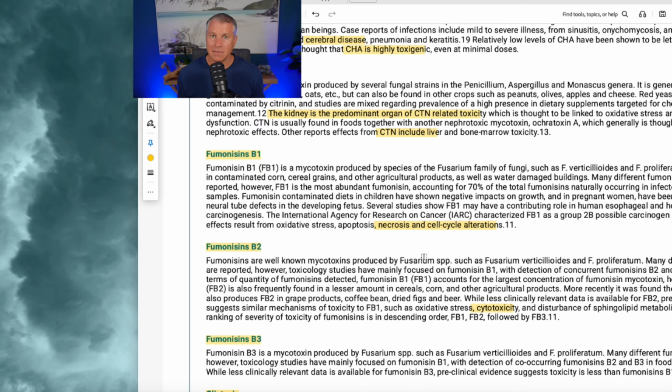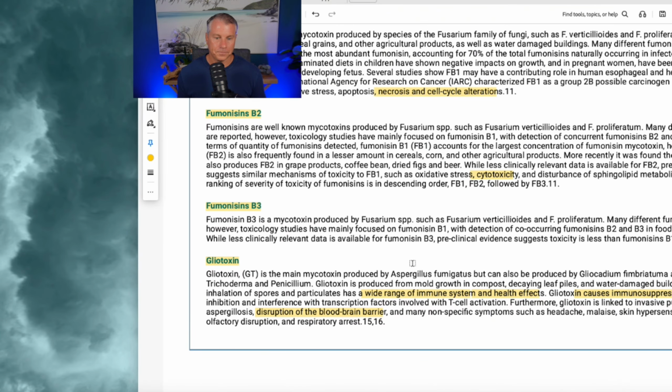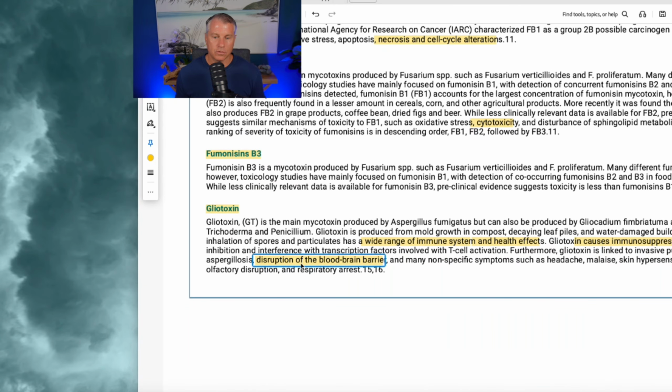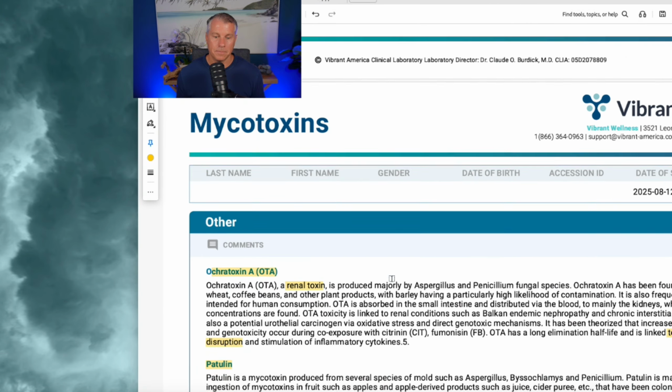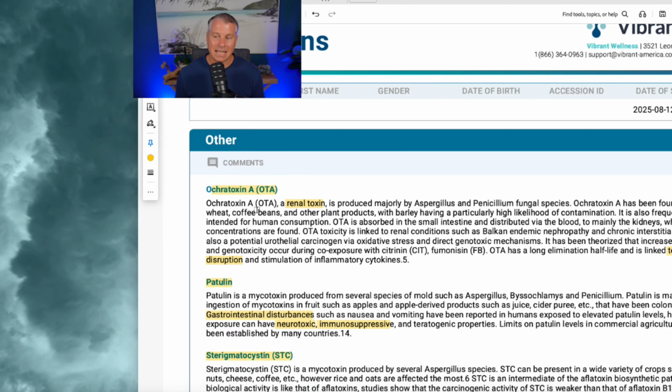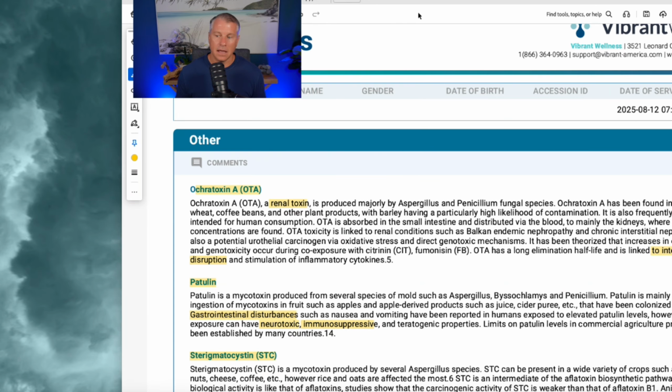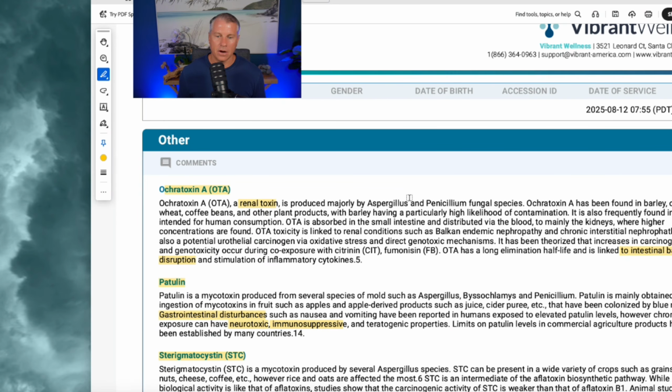And again, many of the diabetics that we see have these problems that are driving their issues. Gliotoxin is the disruption of the blood-brain barrier. It also impacts the immune system. So for those of you who are dealing with autoimmune diseases and diabetes, this is a common toxin we see because it drives the immune system to attack your own body. But more importantly, it disrupts the blood-brain barrier, right? Type 3 diabetes. Ochratoxin A is another kidney toxin, but not only that, it actually causes intestinal barrier disruption.